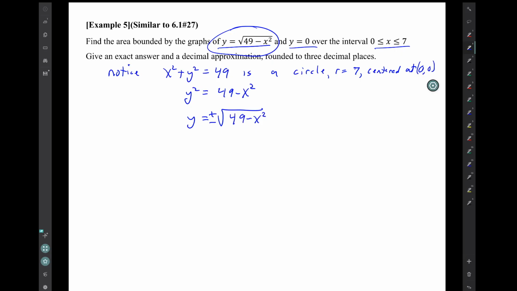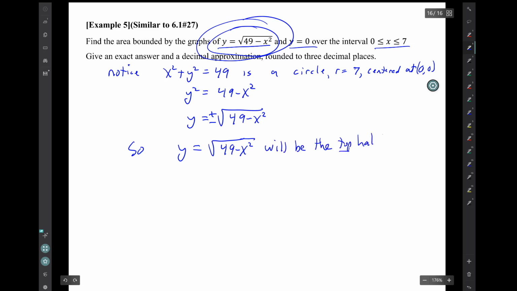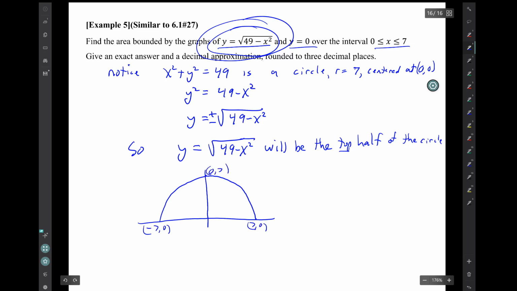I have this plus or minus, but the formula that we are given is just the square root without the plus or minus. That means that we're looking at the top half of the circle. So there is our region. Notice that it's above the axis, and so the top graph is our y equals square root of 49 minus x squared. Now we can set up the integral.